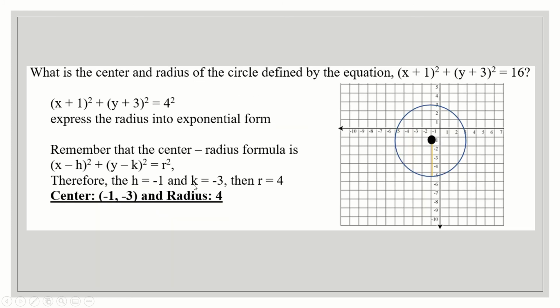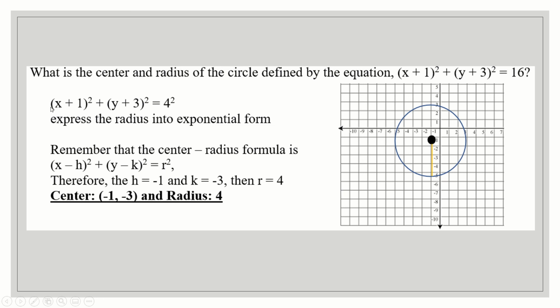Next, what is the center and the radius of the circle defined by the equation the quantity of x plus 1 squared plus the quantity of y plus 3 squared is equal to 16? So first, we have to express the radius into exponential form. Since 16 siya, ano ba exponential form ng 16? So let's make it a perfect square. So that will be 4 squared.